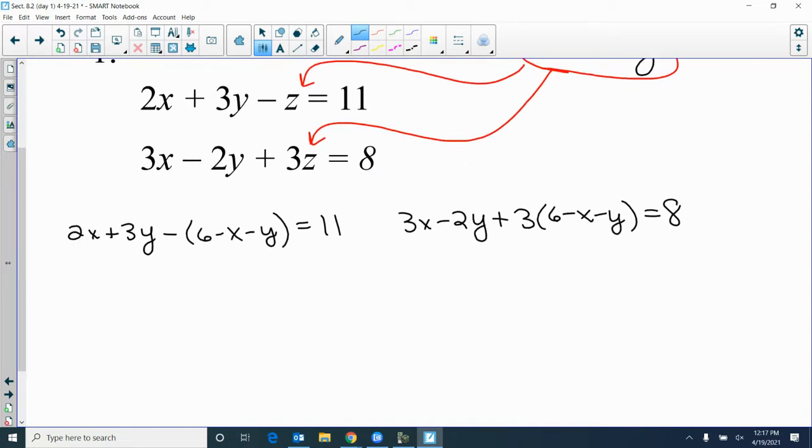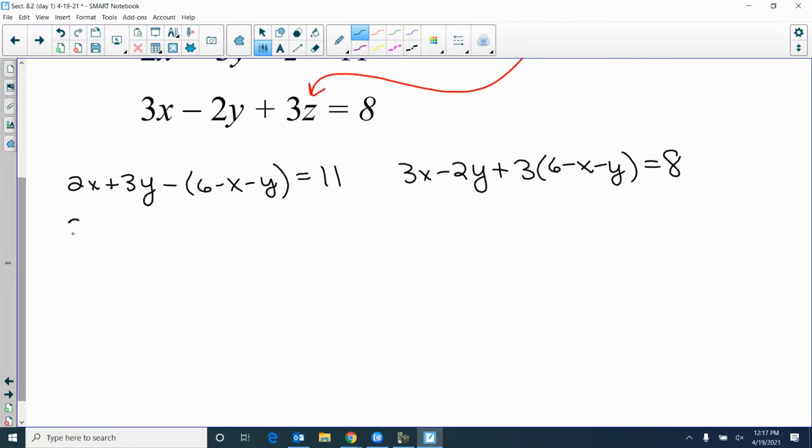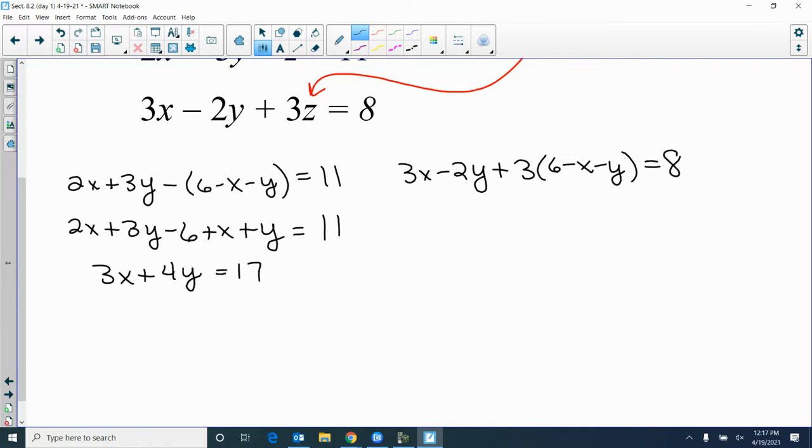Distribute, combine like terms, and take any constants and put them on the right. So I'm going to do that here. I get 2x plus 3y minus 6 plus x plus y equals 11. 2x plus x is 3x. 3y plus y is plus 4y. And if I move the 6 over, I get 17. Do the same thing on the other side.